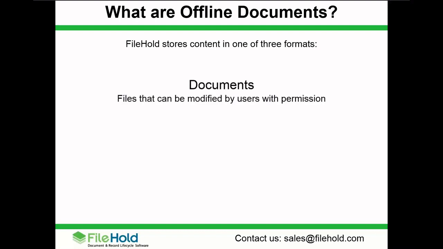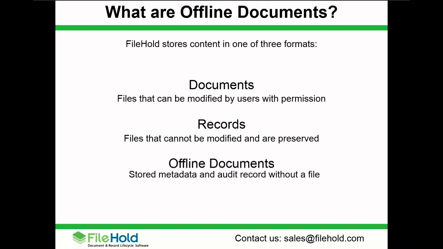But we're going to start with our documents, and that's any file that can be modified by users who have permission to do that. So that involves anytime you can check a document out, make changes to it, check it back into the system. When we talk, we're always referring to documents within FileHold, but really it's your file. And then there are records, and those are files that cannot be modified and are preserved in the system moving forward. And then our third classification is offline documents.